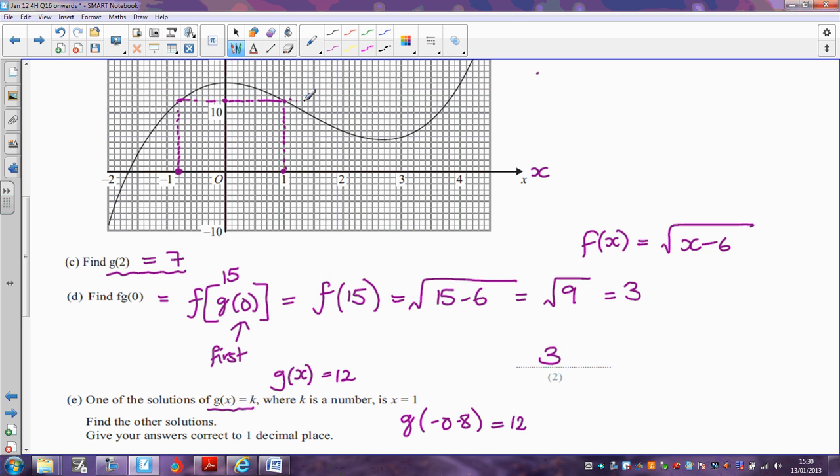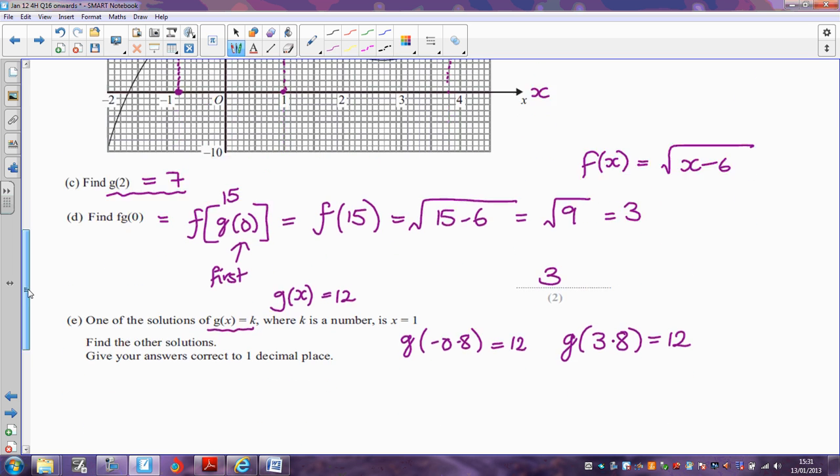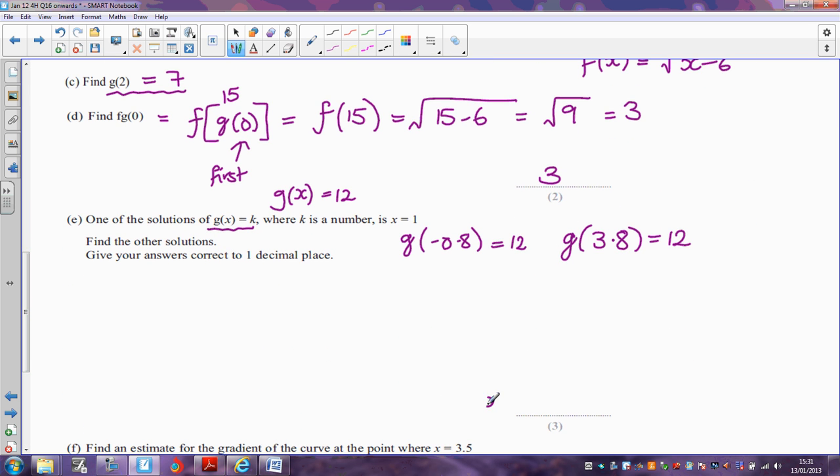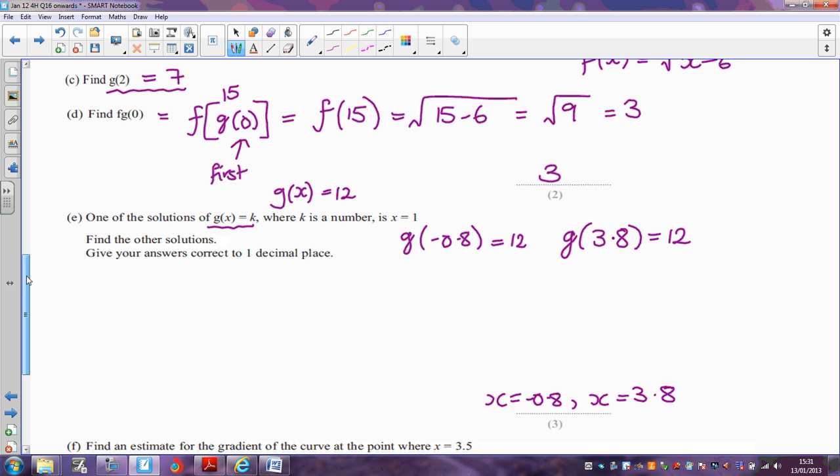And if we carry on across the graph this way, we can see there's another value of x which gives us g of x is equal to 12, and that is 3.8. So it's also true that g of 3.8 is equal to 12. So in other words, the other two solutions are x equals minus 0.8 and x equals 3.8. That's quite clear from the graph.